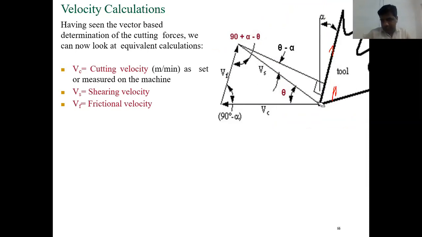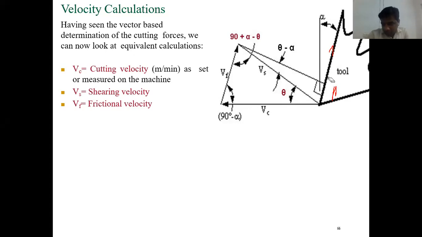In this triangle, there are also different angles. This angle you already know. This is the direction of the cutting tool, and this is the shear plane. The angle between the horizontal and the shear plane we consider as the shear plane angle, theta. So this angle you know, theta, and this angle also you know. What is this angle? This angle is nothing but your alpha value, the rake angle.